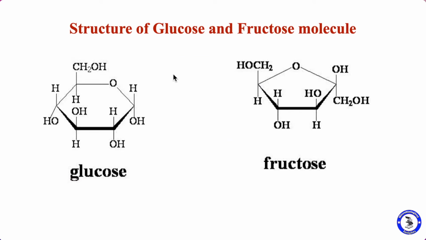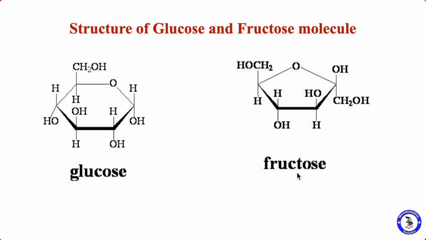And this is the structure of the glucose and fructose molecule. If we know this structure very well, it is easy for us to understand the pathway. When we see the glucose molecule, it is a 6-membered ring structure. The numbering goes 1, 2, 3, 4, 5, 6. And when we see the fructose molecule, it is a 5-membered ring structure, numbered 1, 2, 3, 4 and 5.